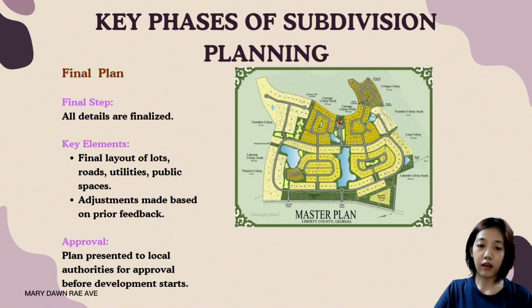This includes the finalized layout of new lots, roads, utilities, and public spaces, with all necessary adjustments based on feedback from the preliminary stages. The final plan is presented for approval by local authorities before development can begin.